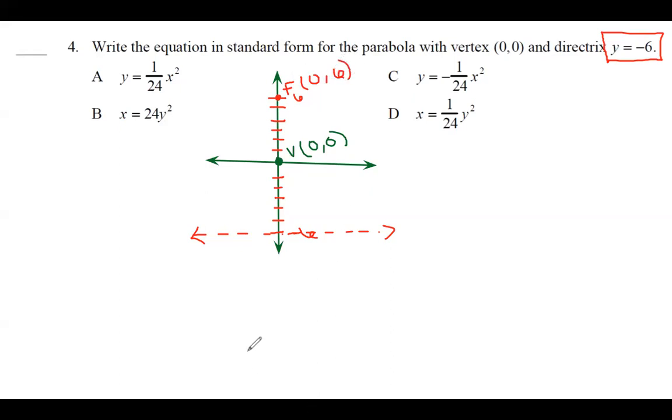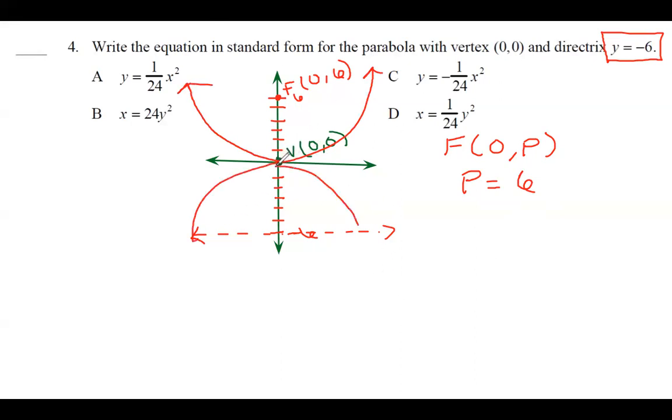Let's use the information that we used in the previous example. We said that our focus is at 0, p, which means that my p-value has to be 6. Positive or negative? Positive 6. How do we know? Because our parabola opens up, opening towards our focus. It's a positive parabola. If it were down, then it would have been a negative parabola, but it's not. Therefore, which equation am I going to use? x squared equals 4py.